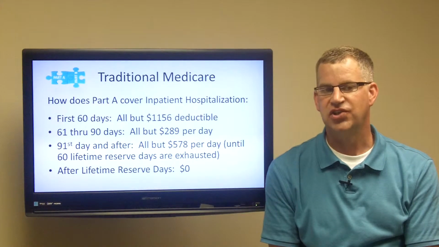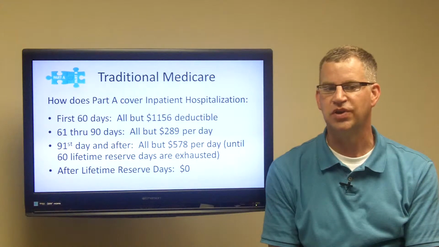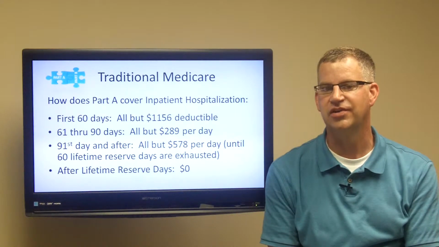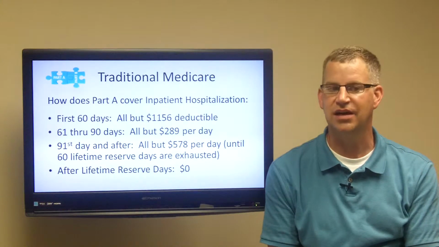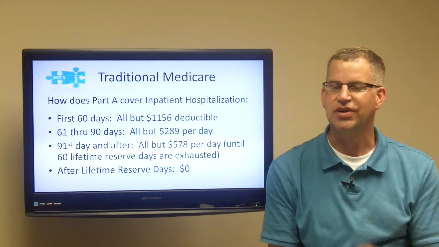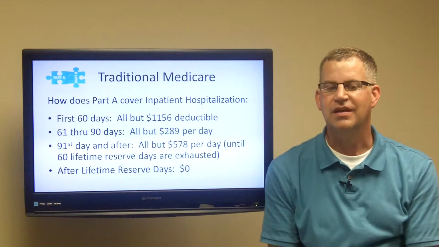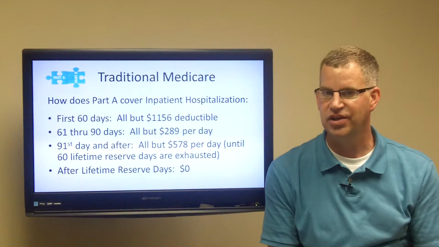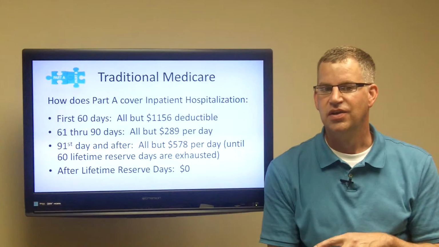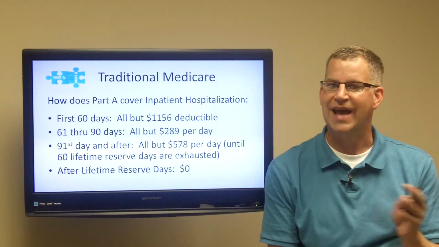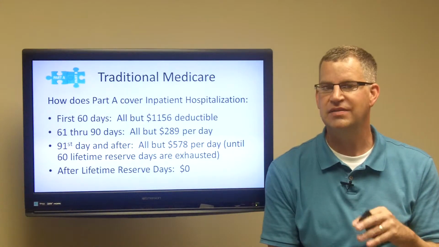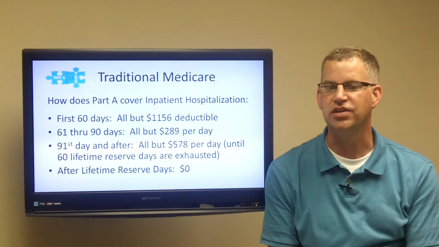Now, when it comes to hospitalization, for the first 60 days in the hospital, Medicare is going to pay everything except for a $1,156 deductible. That's called your Part A deductible. Now, whether you're in the hospital for 1 day or 60 days, you still have to pay that $1,156. Now, that deductible is not a calendar year deductible like most people are used to. It can repeat within the year. So it resets once you've been out of the hospital for 60 consecutive days. So in a perfect storm, you could have to meet that deductible up to 6 times in 1 year.